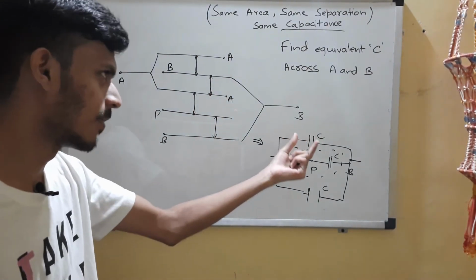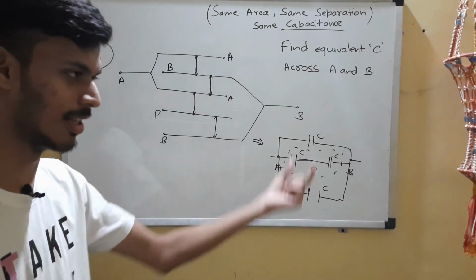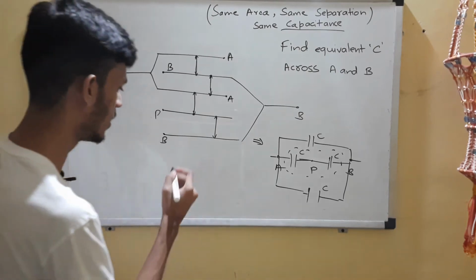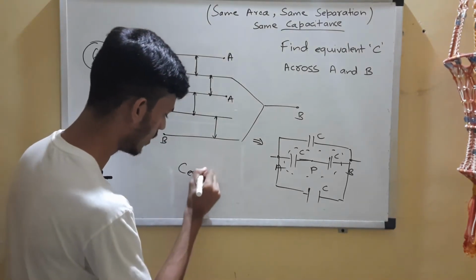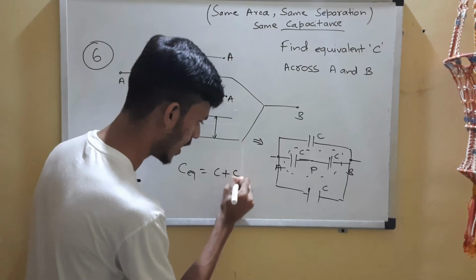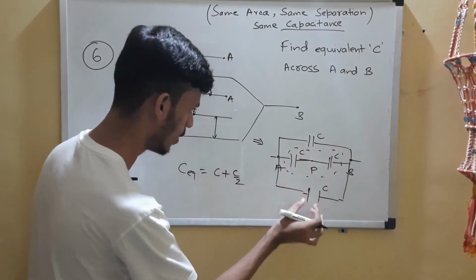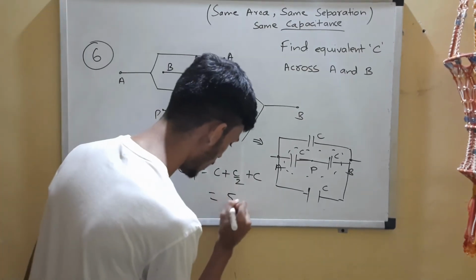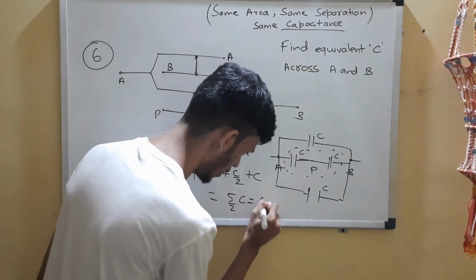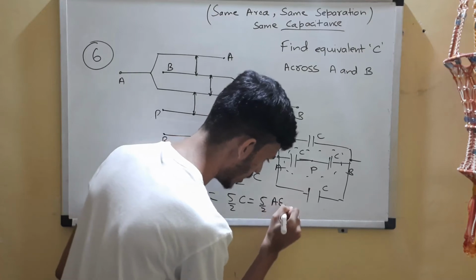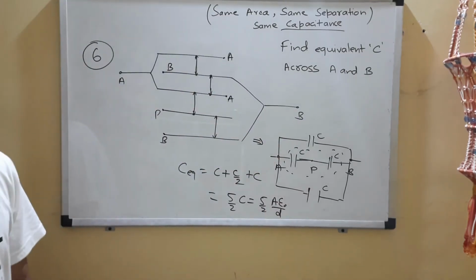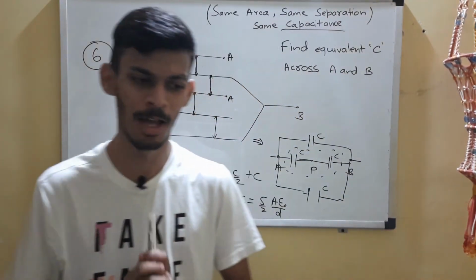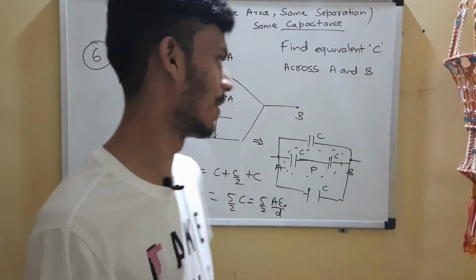Okay, so C by 2 and C in parallel. C by 2 and C in parallel gives you the addition of all these three. So C equivalent will be C plus C by 2 plus C. So that is 5 by 2 C, which is 5 by 2 into A epsilon naught by D. That is pretty much your answer, and we'll move to the next problem, which will be the last problem for the day.